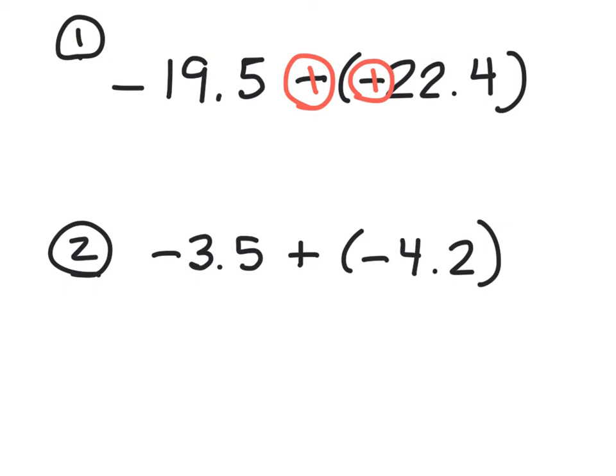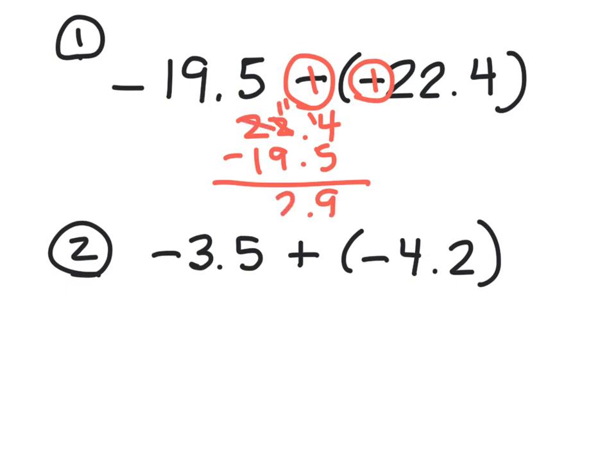Now we're adding two numbers with different signs. We're adding a negative and a positive. Therefore, we'll subtract them. 22.4 minus 19.5. So if you do that correctly, you should get 2.9. And we'll keep the sign of the bigger number, which is the positive. So the answer is a positive 2.9.